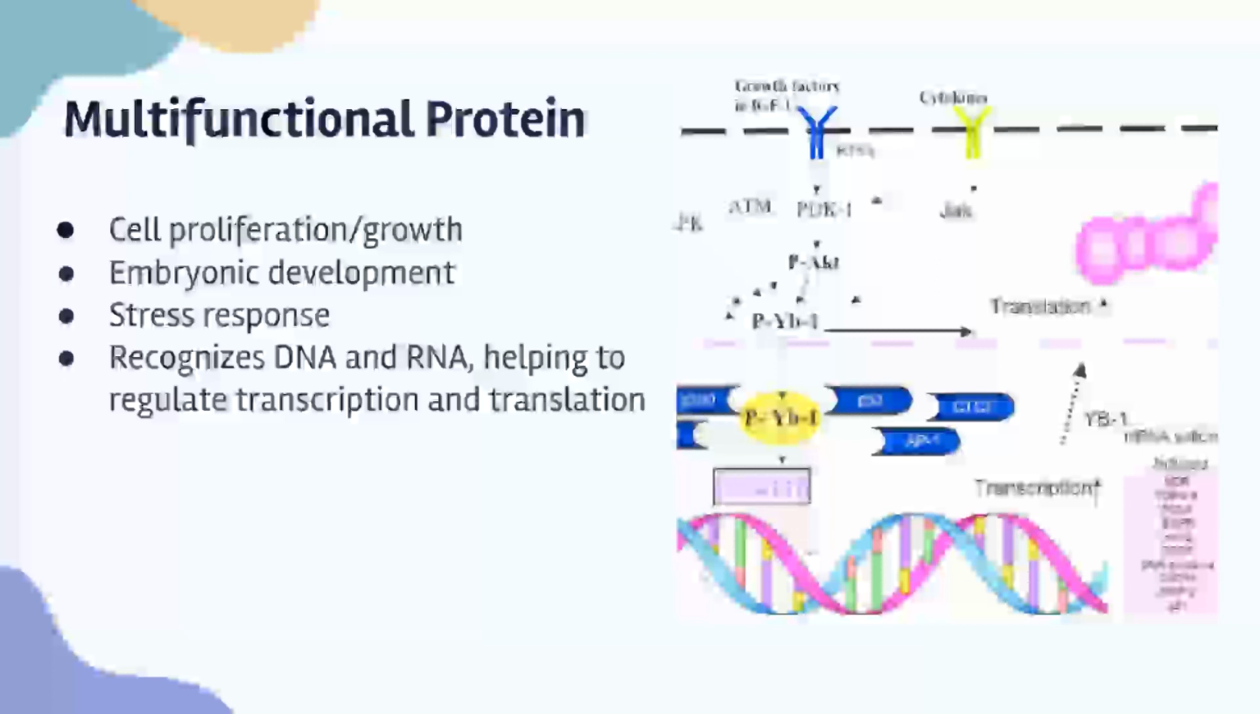So YB1 interacts with DNA and RNA through the cold shock domain of the protein. And this cold shock domain is a nucleic acid binding domain that allows YB1 to bind to RNA or DNA, and this can be either single-stranded or double-stranded.